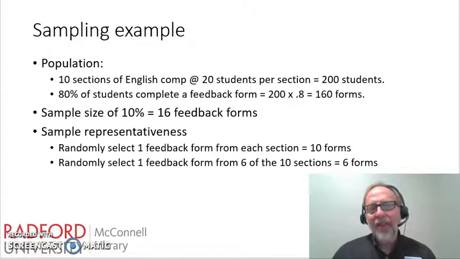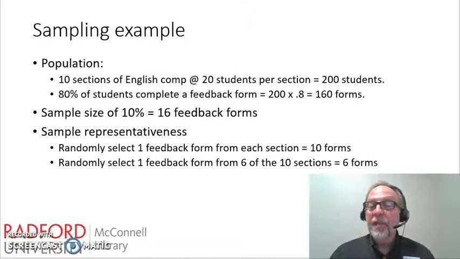To give you an idea of how this would work, here's a hypothetical sampling example. Let's assume that the target population that you're interested in is 10 sections of English composition, each with nominally 20 students per section, which should give you a pool of about 200 students, assuming everybody shows up. Let's also assume that 80% of the students that do show up complete a feedback form, which should give you about 160 forms to analyze.